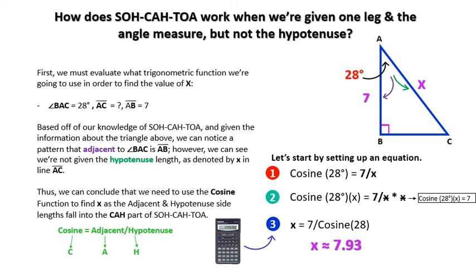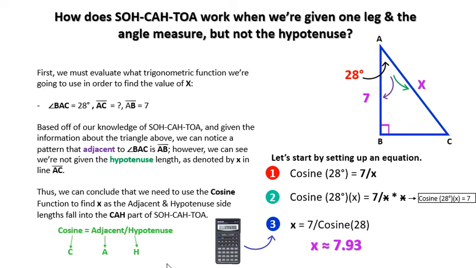Based on our knowledge of SOH-CAH-TOA and given the information about the triangle above, we can notice a pattern that adjacent to angle BAC is line AB, as shown here. And we're not given the hypotenuse side length, which is right here. It's line AC, denoted by x. Thus, we can conclude that we need to use the cosine function to find x, as the adjacent and hypotenuse side lengths fall into the CAH part of SOH-CAH-TOA, in which cosine equals adjacent over hypotenuse, as denoted by C, A, and H.